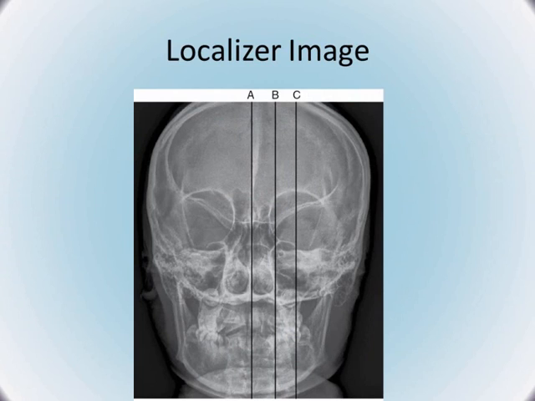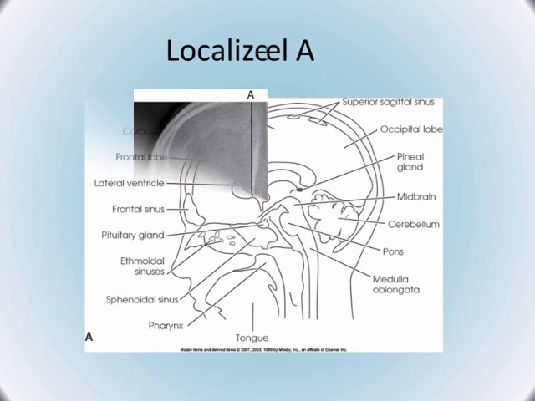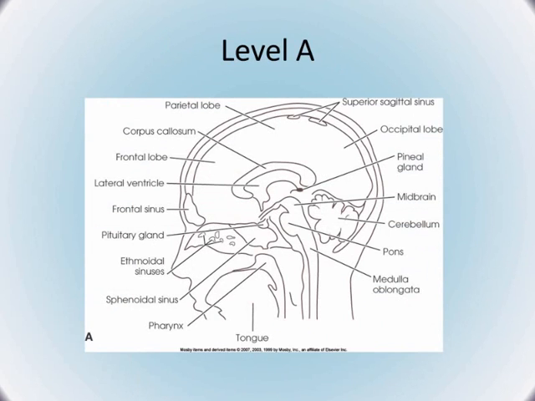Here's a localizer image for the sagittal planes. At this time we're looking at an AP projection of the skull, and we'll look at 3 images in this plane. Level A is the mid-sagittal plane.